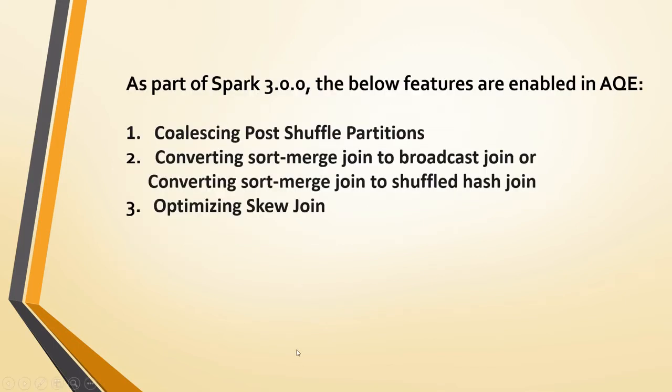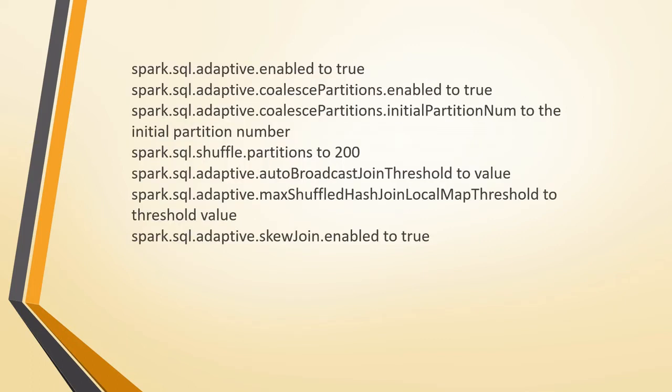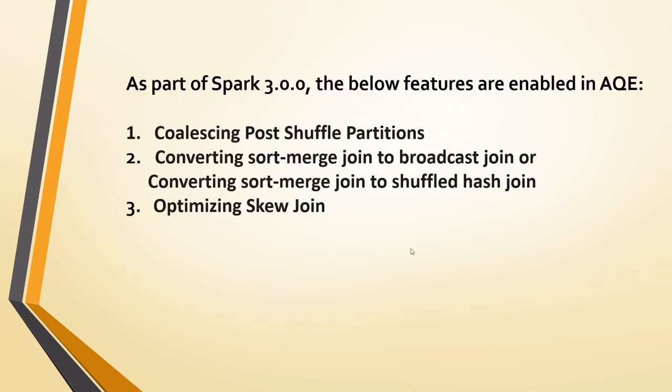And the third one is optimizing skew join. This feature helps in handling the data skew into equally sized tasks. This feature will be enabled when both adaptive enabled is set to true and also adaptive skew join enabled is set to true. When both the first one and this last one are enabled, then only the optimizing skew join feature will be enabled.